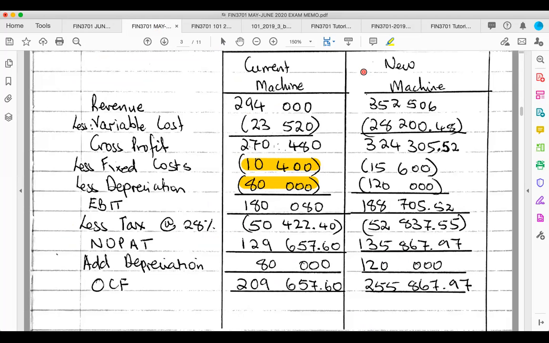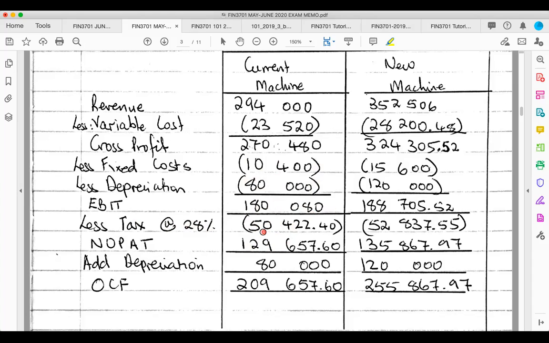And then we can subtract those two from the gross profit. If we subtract the fixed cost and the depreciation, we get the earnings before interest and tax. And then the tax is 28%, so we find 28% of our EBIT. Always make sure to check your EBIT carefully. If your EBIT is positive, it means you get a tax expense. If it's negative, you get a tax benefit, so you would add. So we subtract 28% of 180,080.